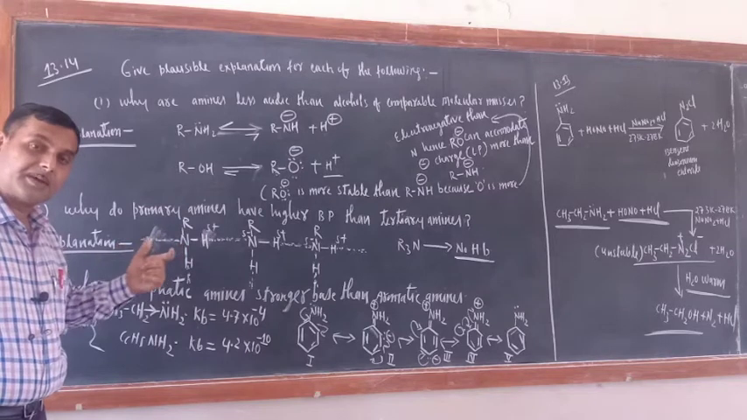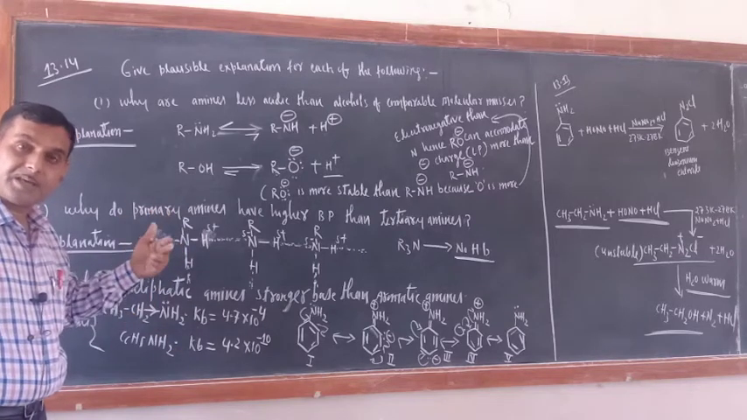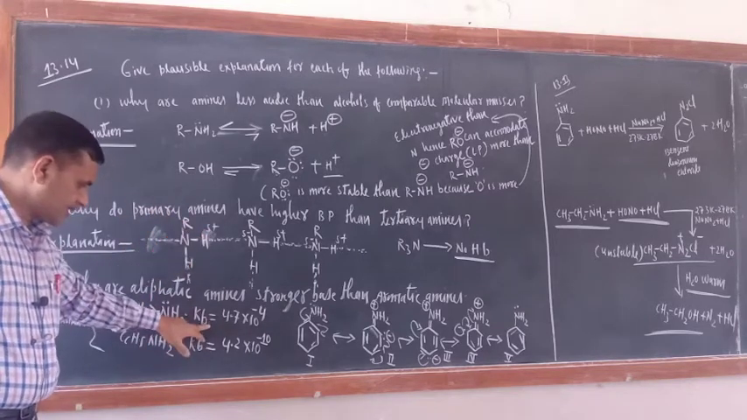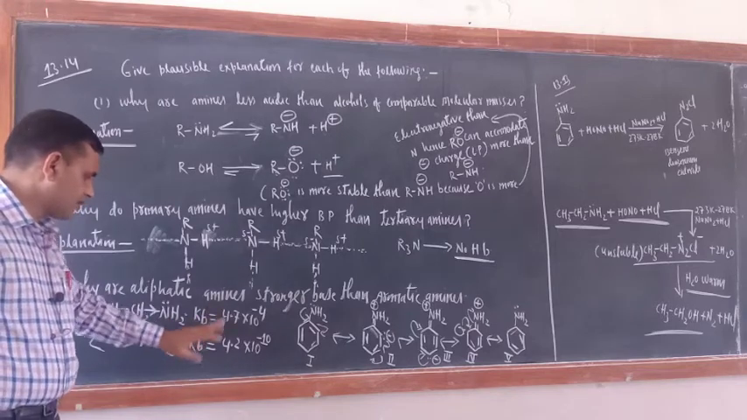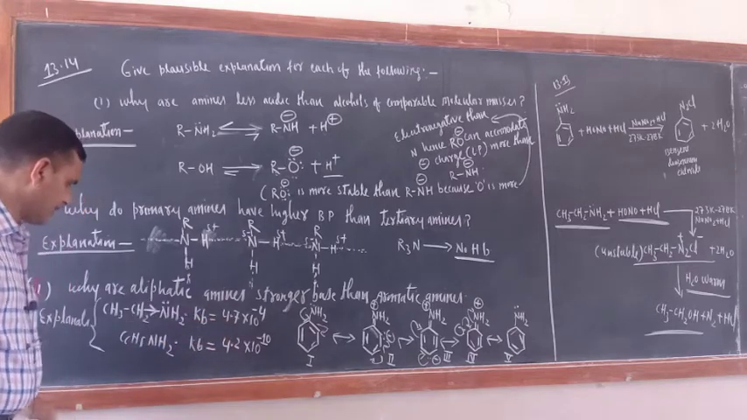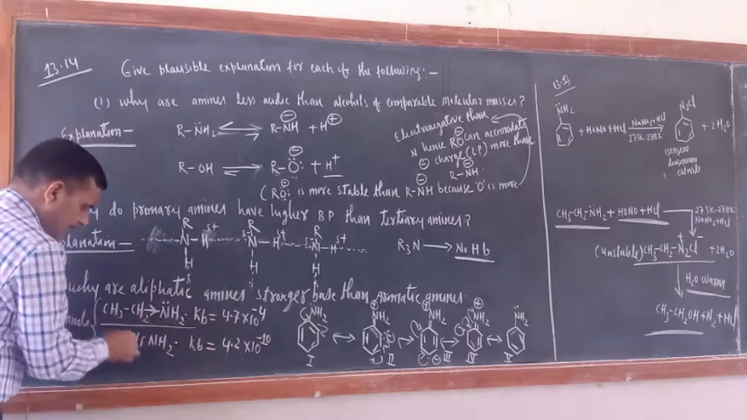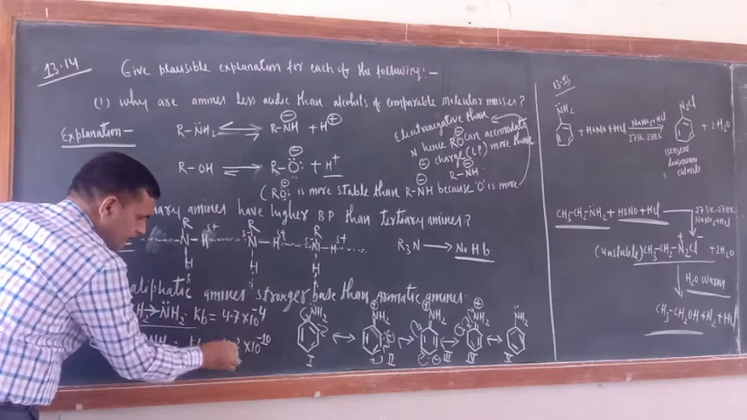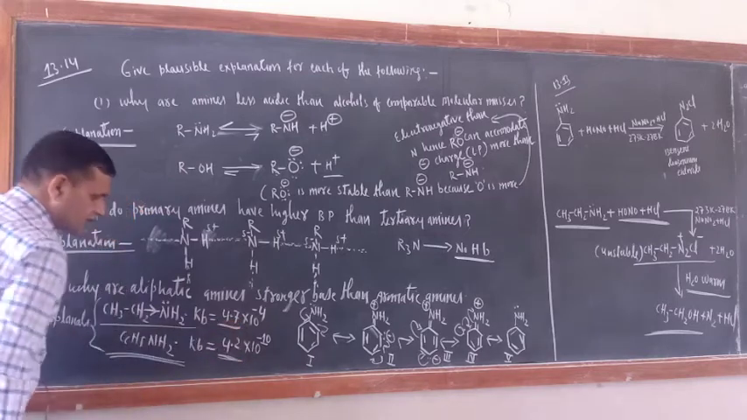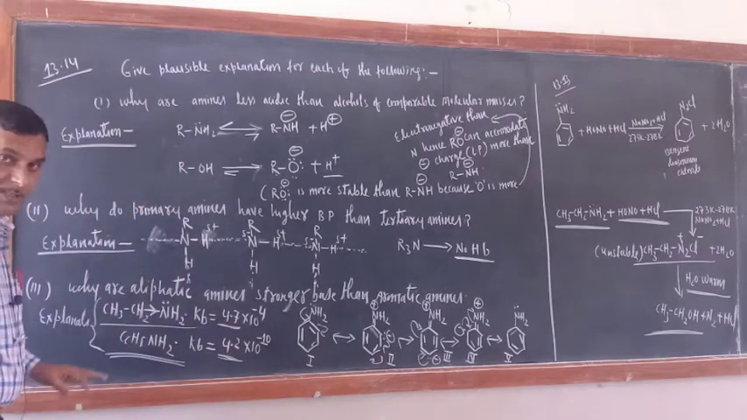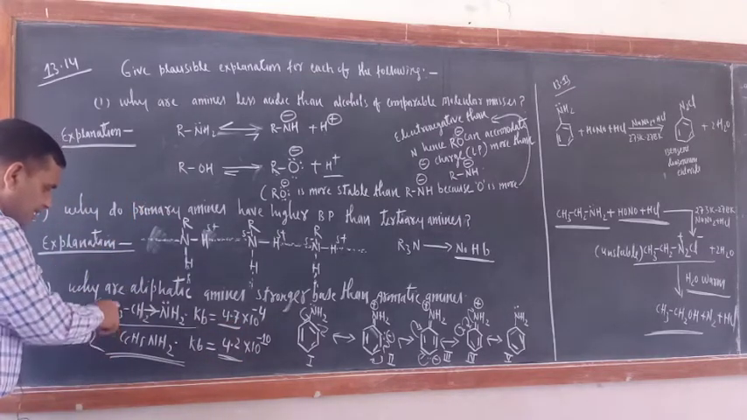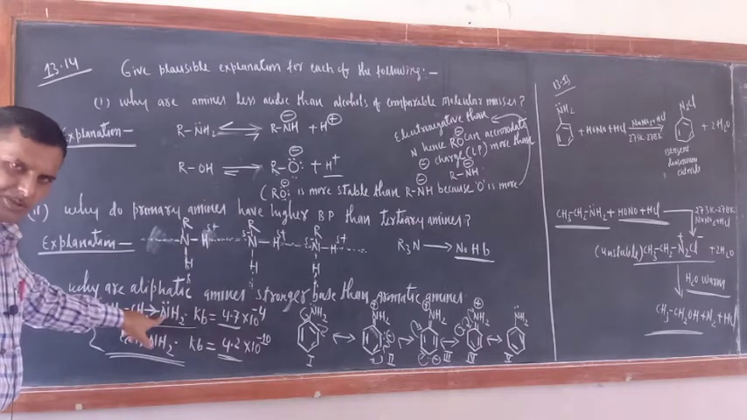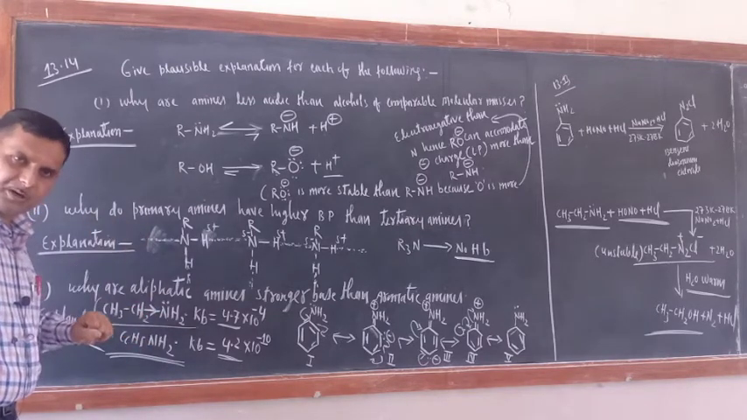But in terms of Kb, the greater the value of Kb, the stronger the base. Just see, here whose Kb value is more? 4.7. Okay. So this is an aliphatic amine and this is an aromatic amine, aniline. Aniline's Kb value is 4.2. This is 4.7. So which is the stronger base? This one, CH3CH2NH2, is the stronger base. Why is it the stronger base?